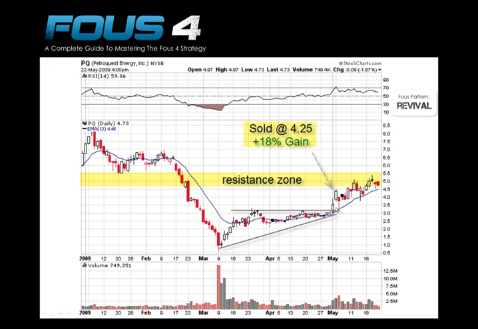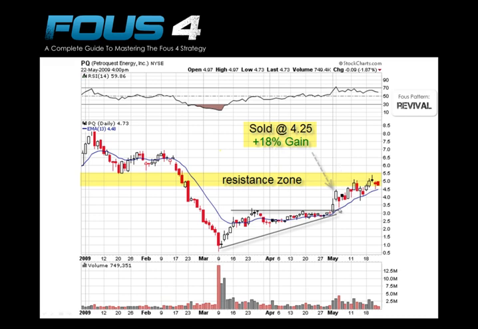So looking forward, as you can see here, I actually sold at 425 for 18%. As it peaked up on this day, we got that big gap up and a nice solid run. So I took my profits. I had a pretty good, decent sized gain there. I locked in my profit and moved on.